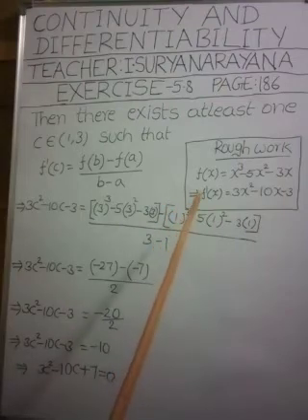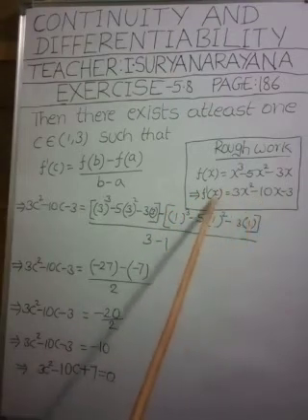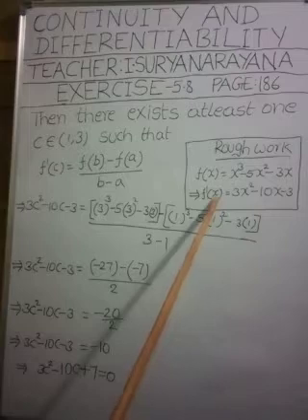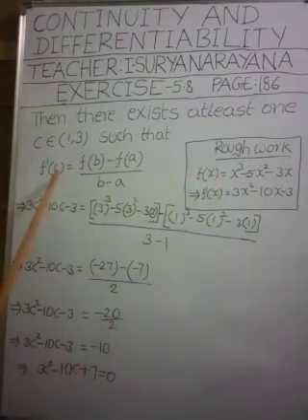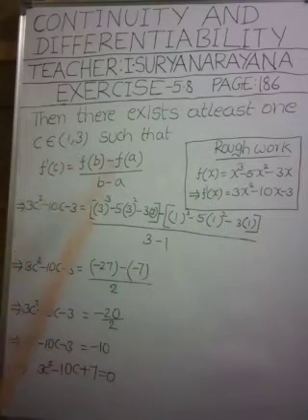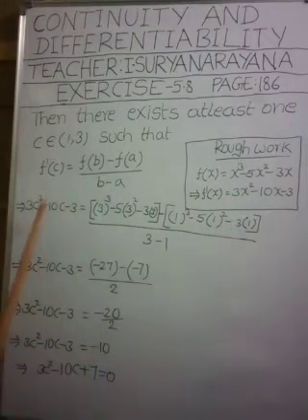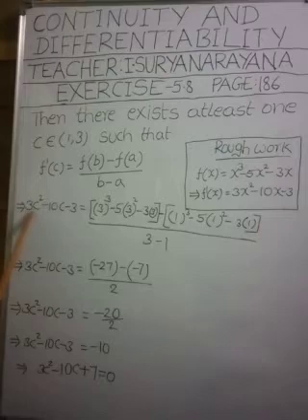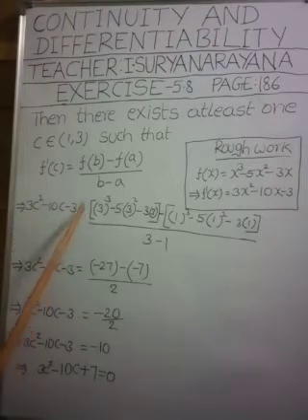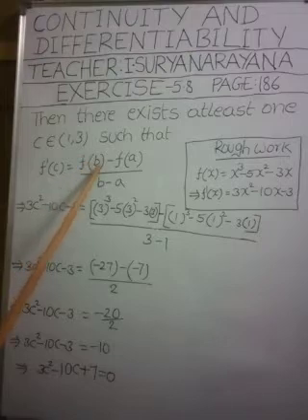Okay, my dear children? In this f dash of x, we are substituting x equal to c. Then we get f dash of c. Then what will you get here? 3c square minus 10c minus 3. Understood this LHS part, my dear children? Right. Is equal to, in the numerator, the first term is f of b.